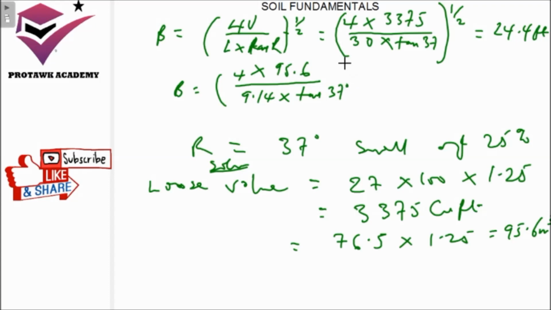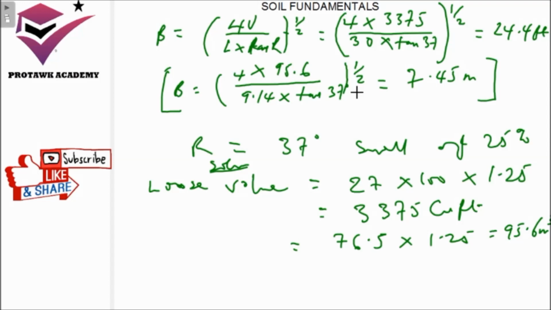So close our brackets, raised to power 1 over 2. When we use our calculator to punch this, we should have 7.45 meters. So that's what we have, meters. This one is in feet, this one is in meters. The same formula expressed in feet and in meters respectively.